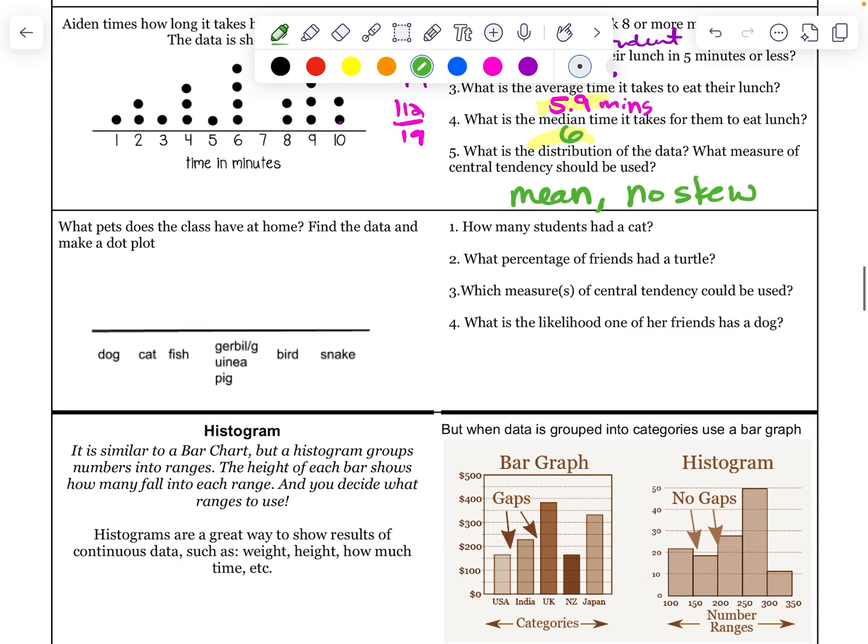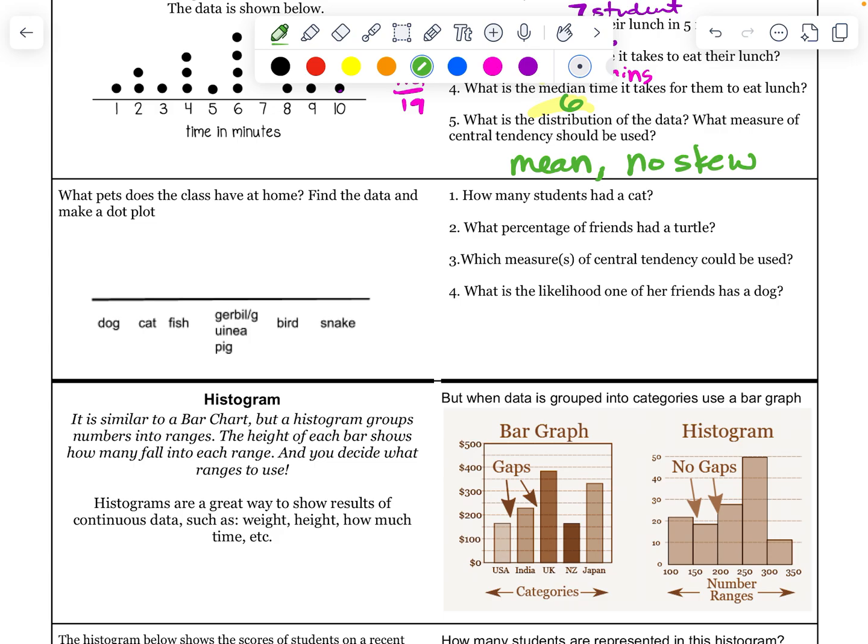Right, in class, we made this dot plot ourselves with your class's information. We found the info. Make some numbers up for this.